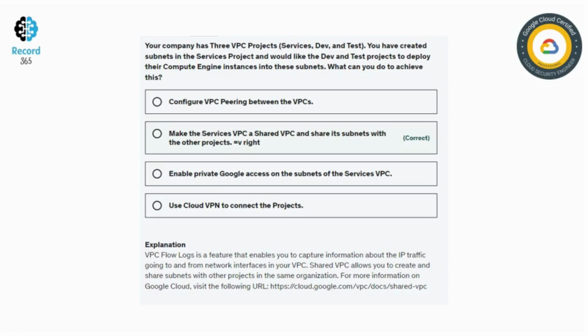The explanation is that Shared VPC allows you to create and share subnets with other projects in the same organization. VPC flow logs is a feature that enables you to capture the information about the IP traffic going to and from the network interface in your VPC.